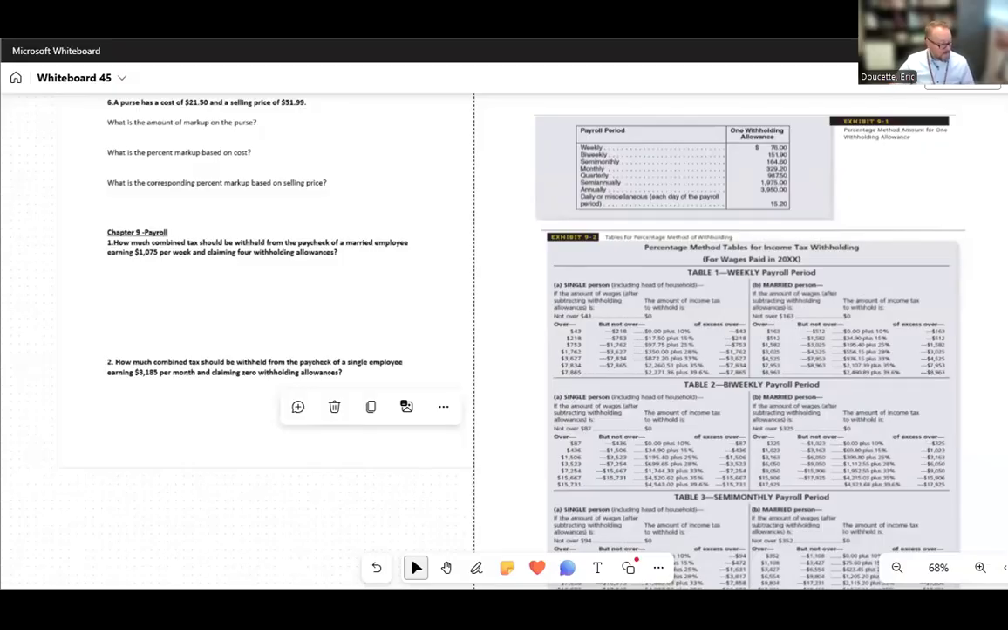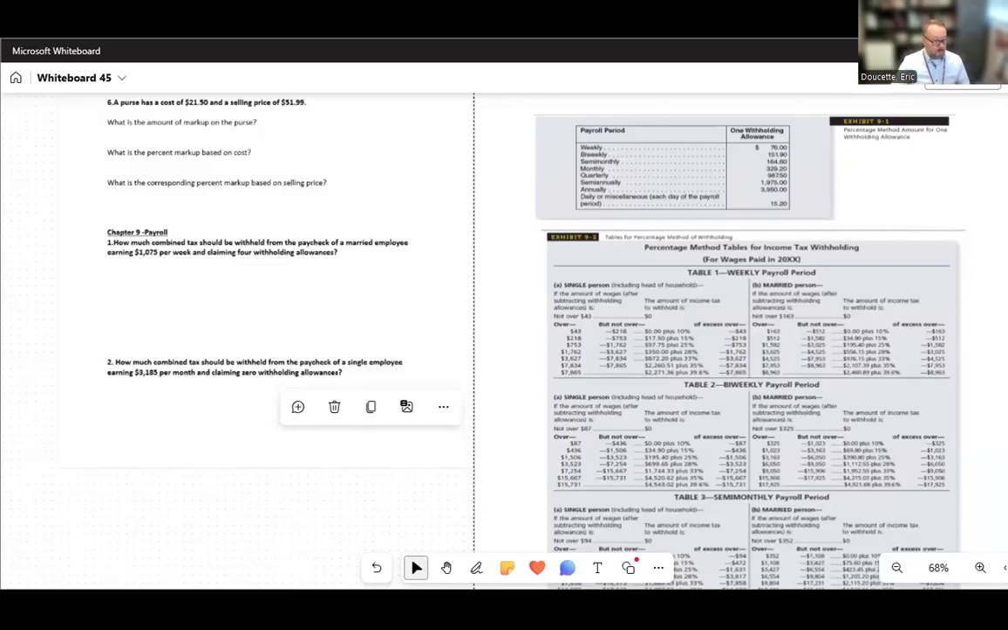On the left are the couple of problems we'll start with, and on the right are those tables. Exhibit 9-1 is at the top, and that's the amount of money that you don't get taxed on based on how many withholdings you have and whether you've been paid weekly, monthly, etc. The second table deals with whether you're married or single, and again how you are paid, whether it's monthly, weekly, etc.